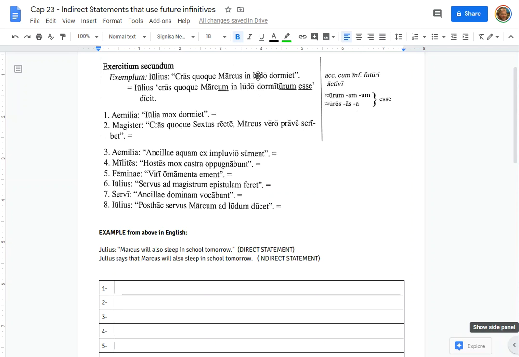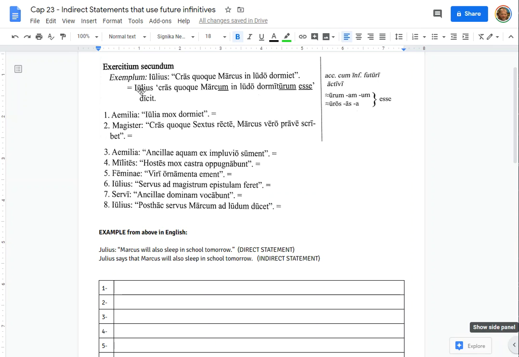So that's a direct statement. Cras quoque Marcus in ludo dormiet. This is the future verb here. But we're going to turn dormiet into its infinitive form, and we're going to take Marcus and make him accusative.